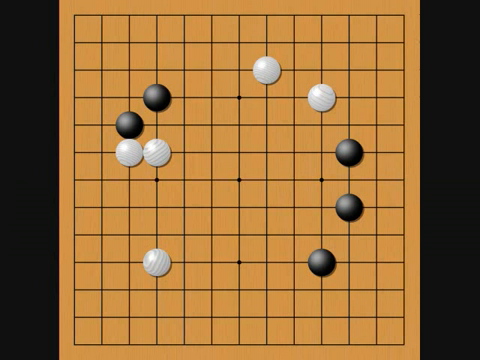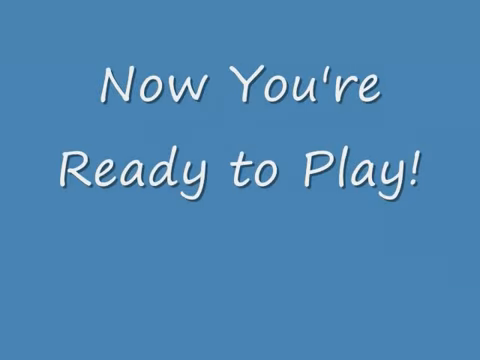Neither side has directly tried to form living groups, but if you look at the board, you will see that the groups have started to take shape from the initial staking out of territory. And neither side has directly tried to capture anything, although the threat of capture has influenced the move so far, and there will almost certainly be captures as the game develops. And that's about all you need to know to sit down and start playing.